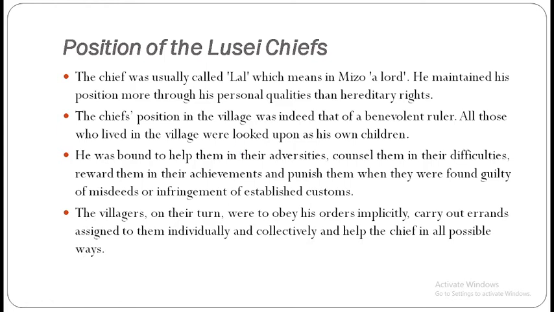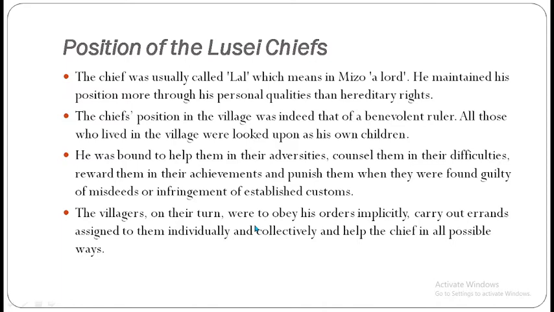Though the chief is the supreme authority, though he is the most powerful institution in the village, still he is a benevolent ruler. All the villagers are looked upon by the chief as his own children. The chief is bound to help them in their adversities, counsel them in their difficulties, reward them in their achievements, and punish them when they were found guilty of misdeeds or infringement of established customs.